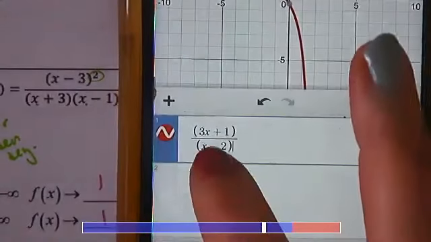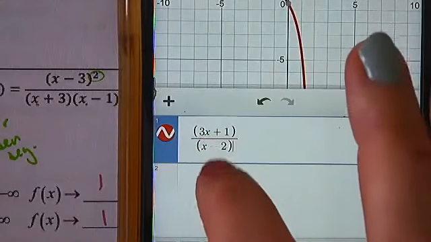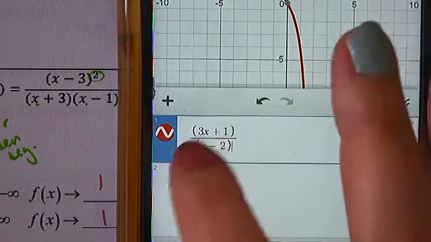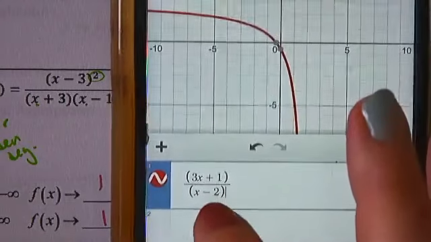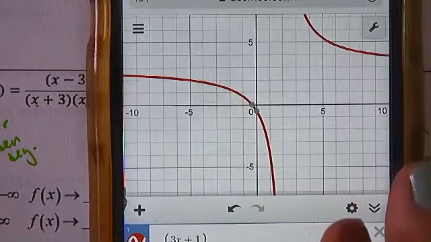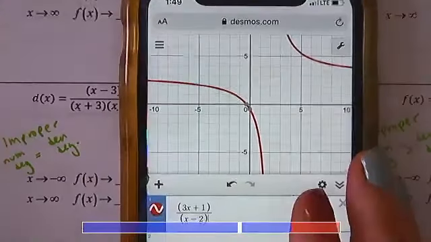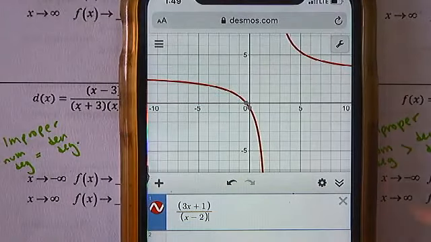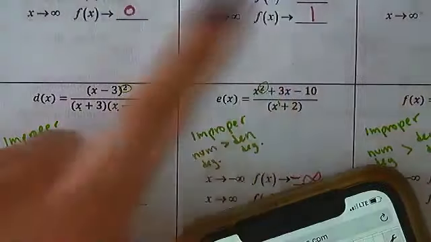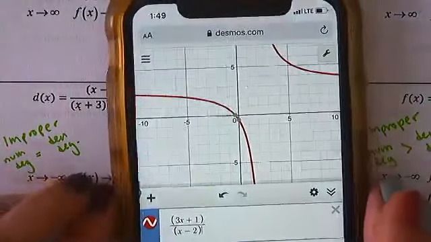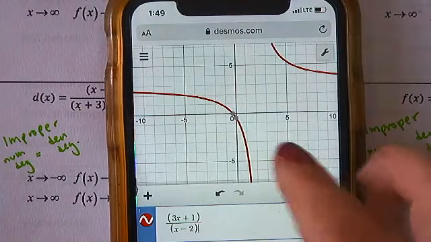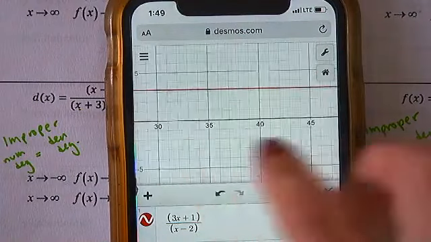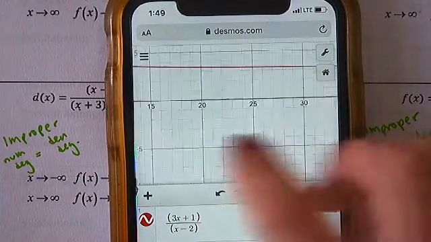This is improper, where both top and bottom have the same degree, right? This is a linear over a linear. Now let's take a look at the graph and figure out what the end behavior is. Because for these two, we got 1, right? It doesn't look like the two ends are approaching 1. It doesn't, right?